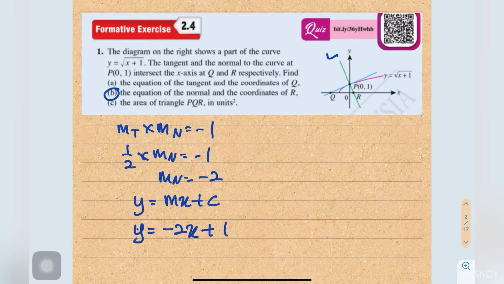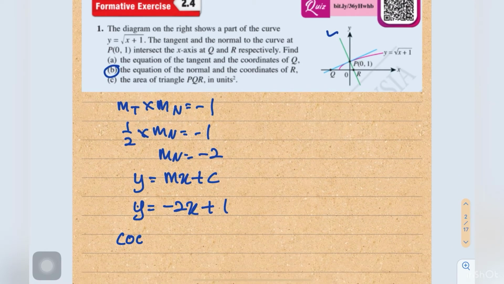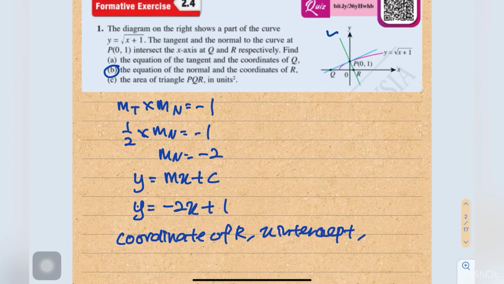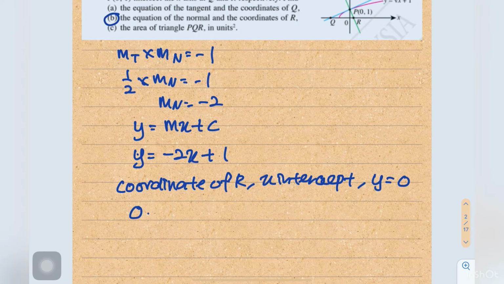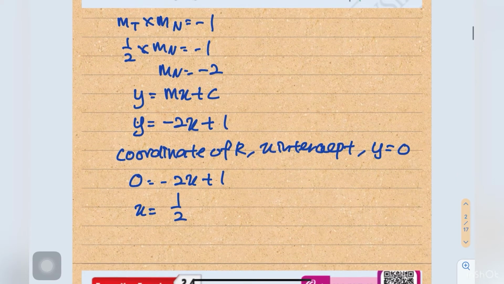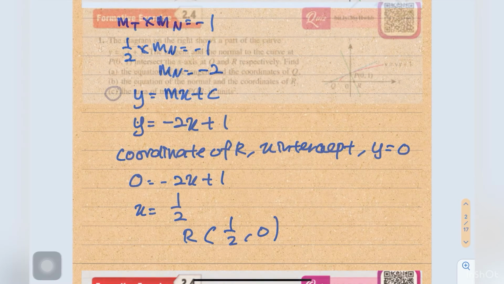To find the coordinate of R, the coordinate of R is the x-intercept. The x-intercept is where y equals 0. So we substitute y equals 0: 0 equals negative 2x plus 1. So then x equals 1 over 2. So then point R is (1 over 2, 0).